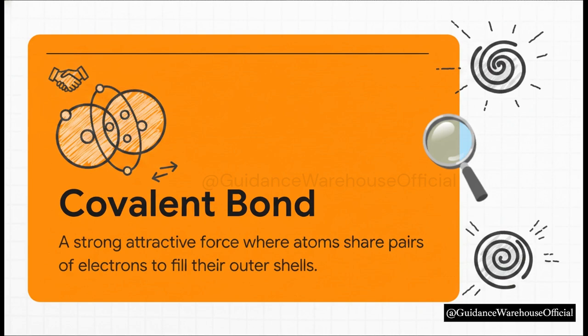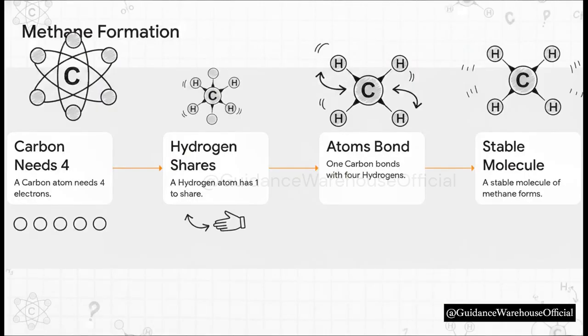The atoms pull together closely, overlapping those outer shells to achieve mutual stability. It's really the ultimate microscopic partnership. Let's actually walk through the math of this, using a real-world example.